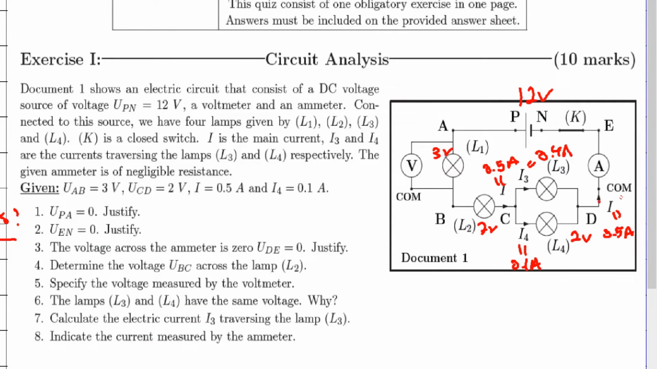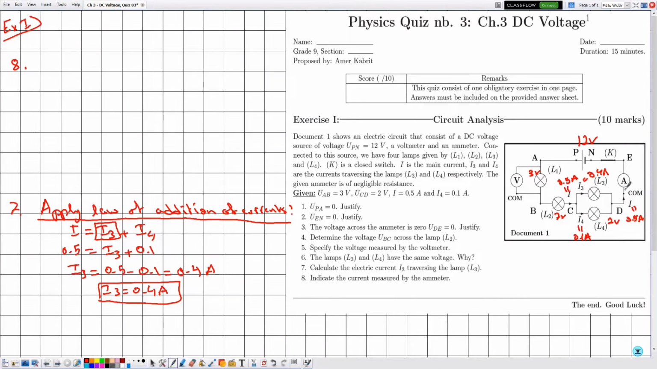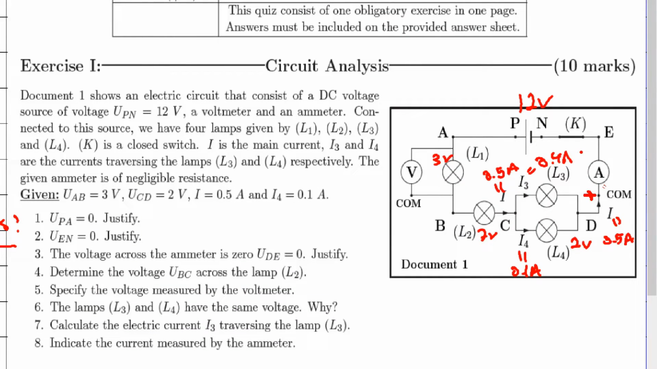So in this case, the ammeter will measure either plus 0.5 amperes or minus 0.5 amperes, and this depends on the COM terminal as well. Notice that the COM terminal is connected back to the positive pole, so this is positive. And this is negative, so the COM terminal is connected to the positive pole.